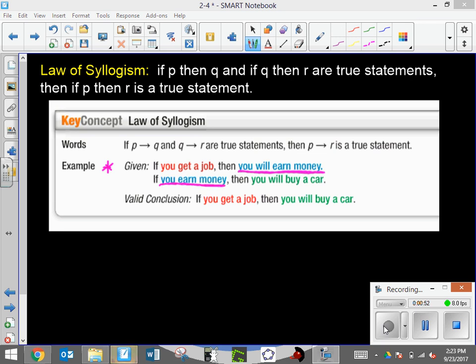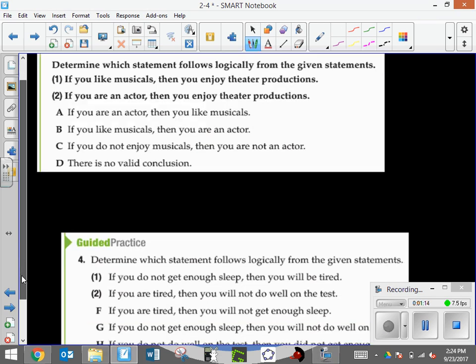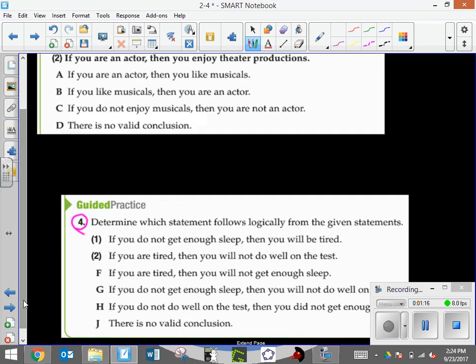Once that happens, then I can draw a valid conclusion stating and using the hypothesis of the first and the conclusion of the second. I can jump to that valid conclusion. And that's what we're going to look at. We're going to see, can I draw those valid conclusions based on what is given to me. So, let's jump down to this one, number 4 down here at the bottom.